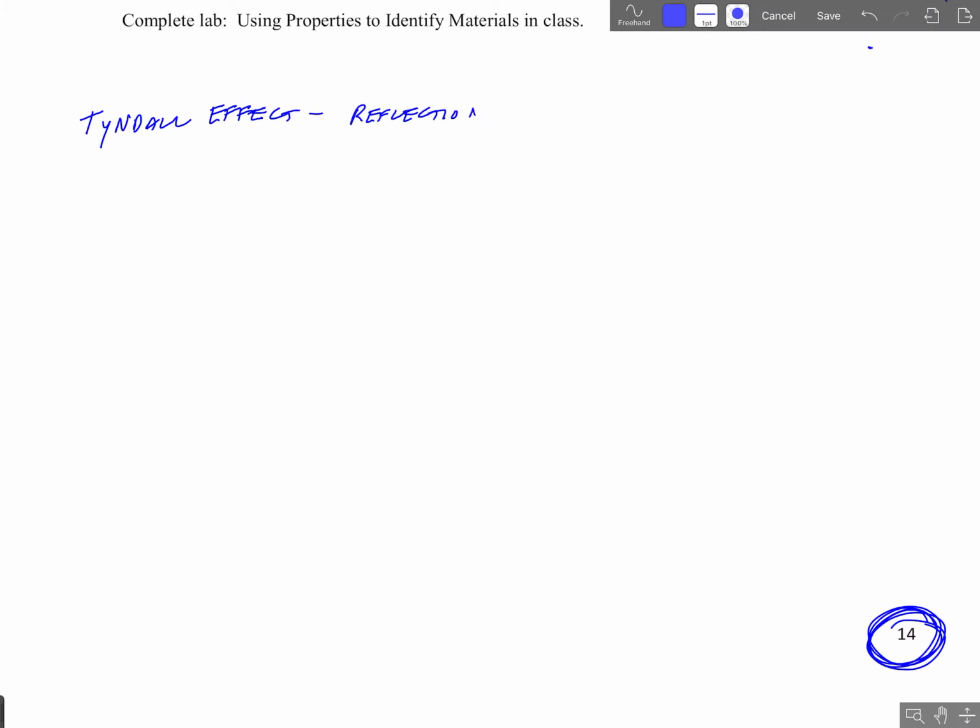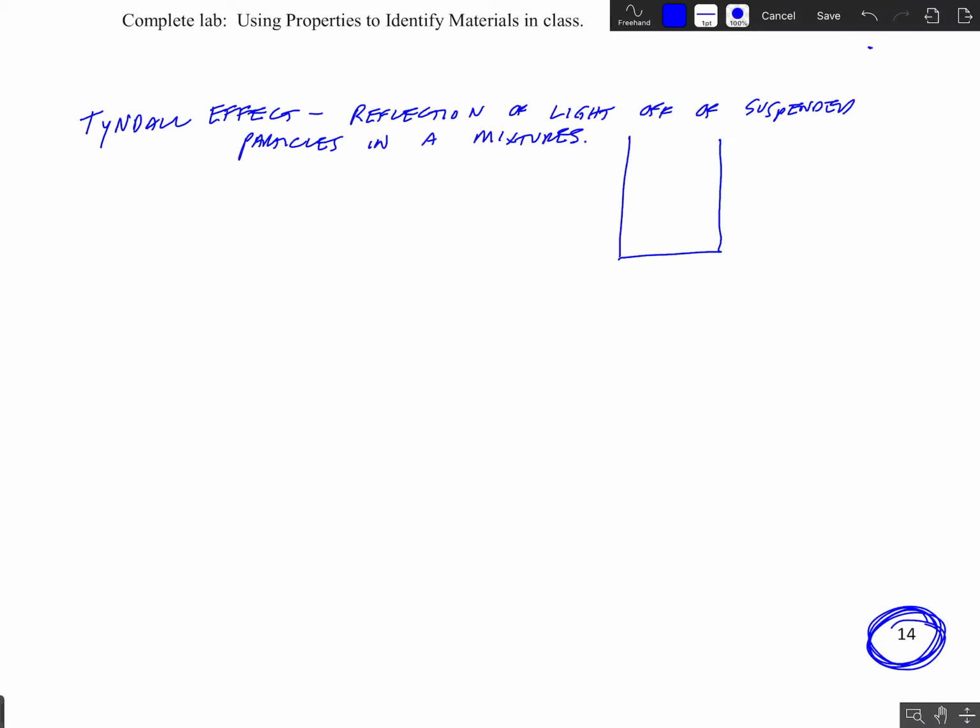The Tyndall effect is the reflection of light off of suspended particles in a mixture. Sometimes it's hard to tell whether a mixture is homogeneous or heterogeneous. Let me draw a picture for you. And once again, this picture is not nearly as nice as what you're going to see in the video.